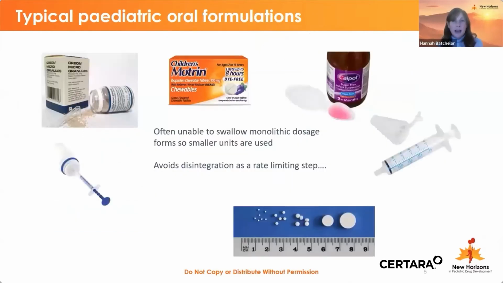I've just put here a range of paediatric oral formulations, mainly to highlight that where possible, for oral products, an immediate release film-coated tablet is typically the product of choice for an adult, whereas for children, there's a range of products from granules to chewable tablets. Still, liquids are popular, and generally smaller units.